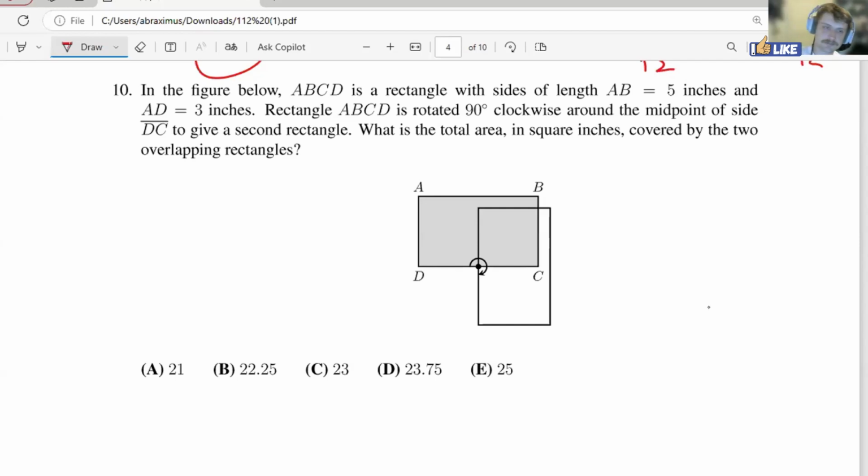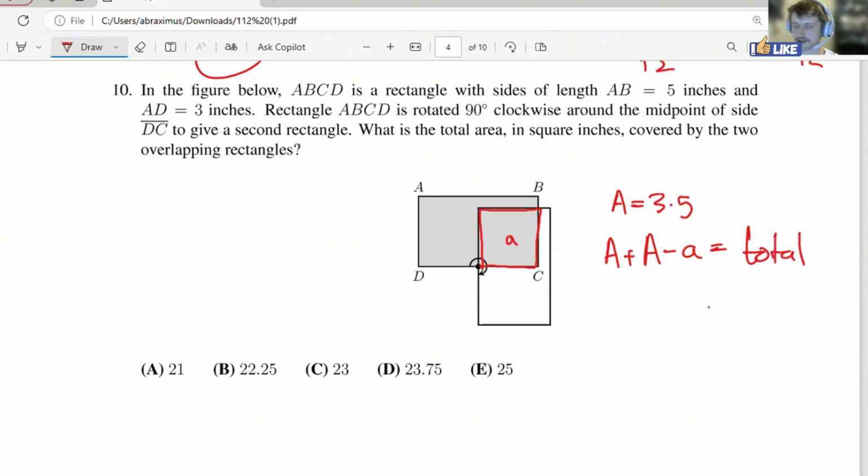Okay, so we want to find the area of this square. If we can find the area of this square, then let's call it little a, and let's call the area of the big rectangle capital A, which is 3 times 5. Then we can just do big A plus big A minus little a is equal to the overlapping area, the total. So we have 15 plus 15 minus the little a is equal to the total.